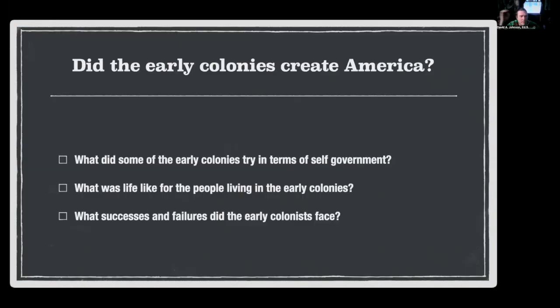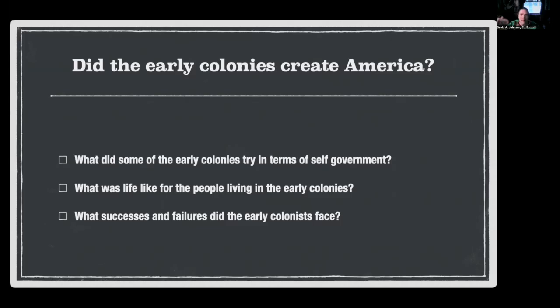And our supporting questions this time around: what did some of the early colonies try in terms of self-government? This is a really important concept when we finish the course, because a lot of those early ideas about self-government actually ended up in the Constitution and ended up as the laws of the land that are still in place today. So again, really important unit.